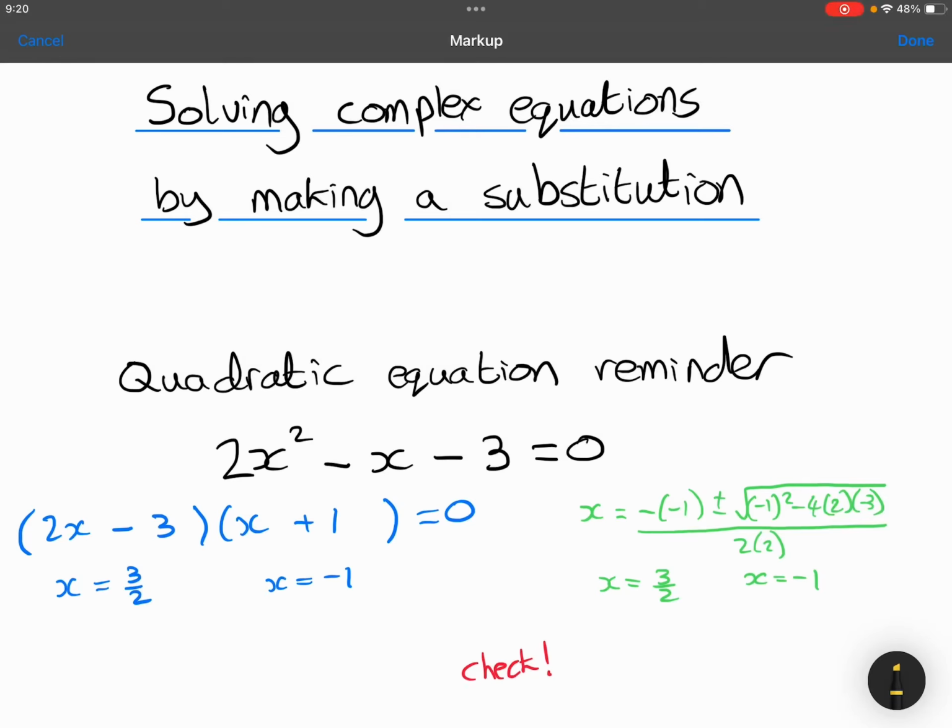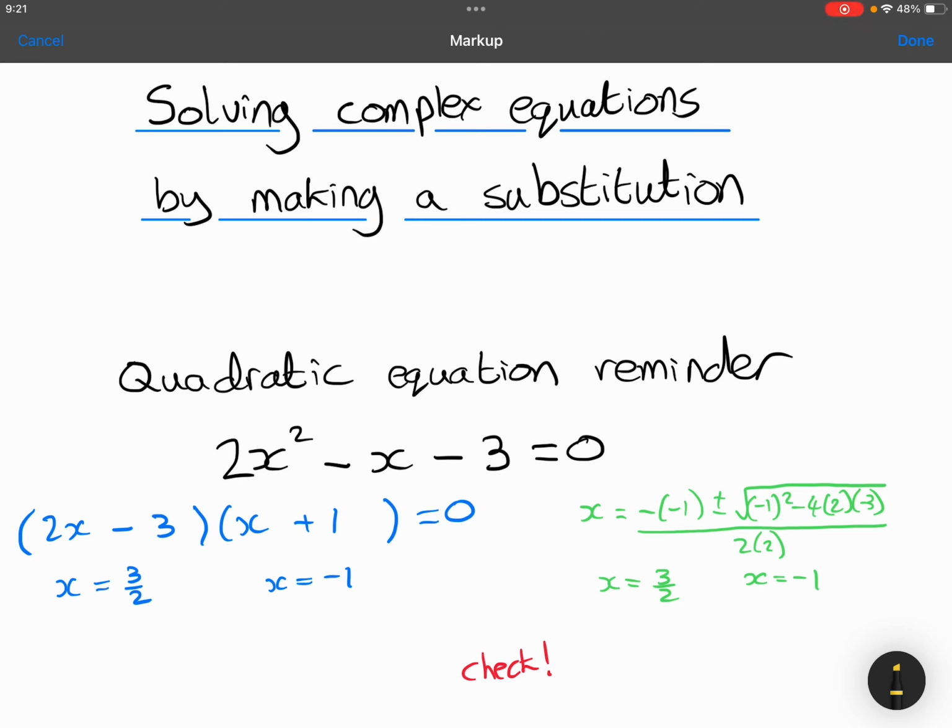This video is all about solving complex equations by making a substitution. But first, a quick reminder that we know how to solve quadratic equations such as 2x squared minus x minus 3 equals 0. We can either do that by factorising, like I've done in blue there, or we could use the quadratic formula, like I've done in green. You can see we get the same answers either way.